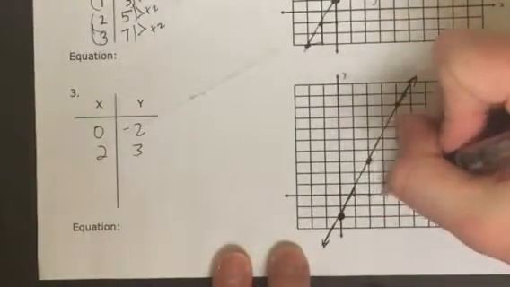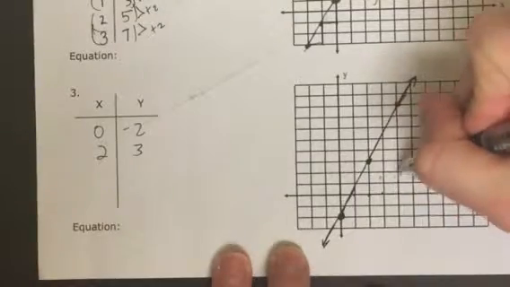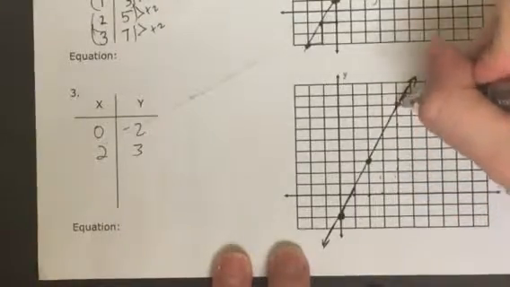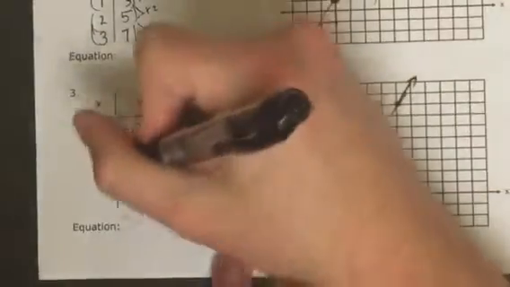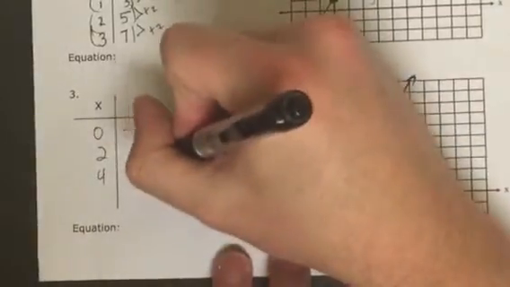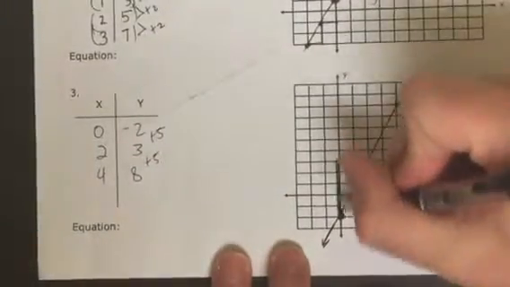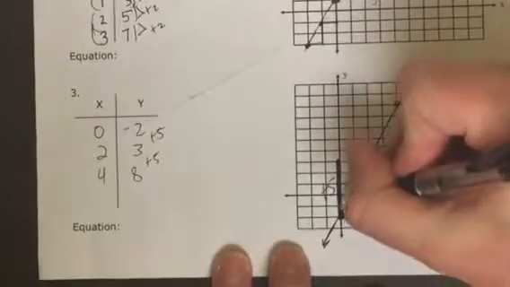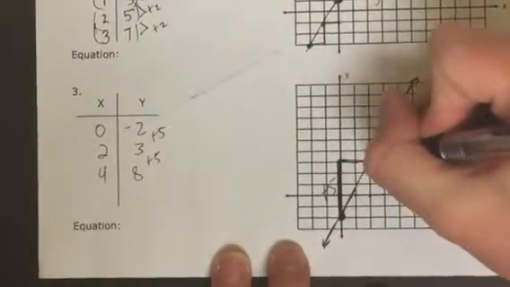Over 1, 2, 3, 4. Up 1, 2, 3, 4, 5, 6, 7, 8. So it was at 4, 8. If we're looking at what we're adding, it's 5 each time. That's what the slope is. We could also find that by going up 5, run 2.